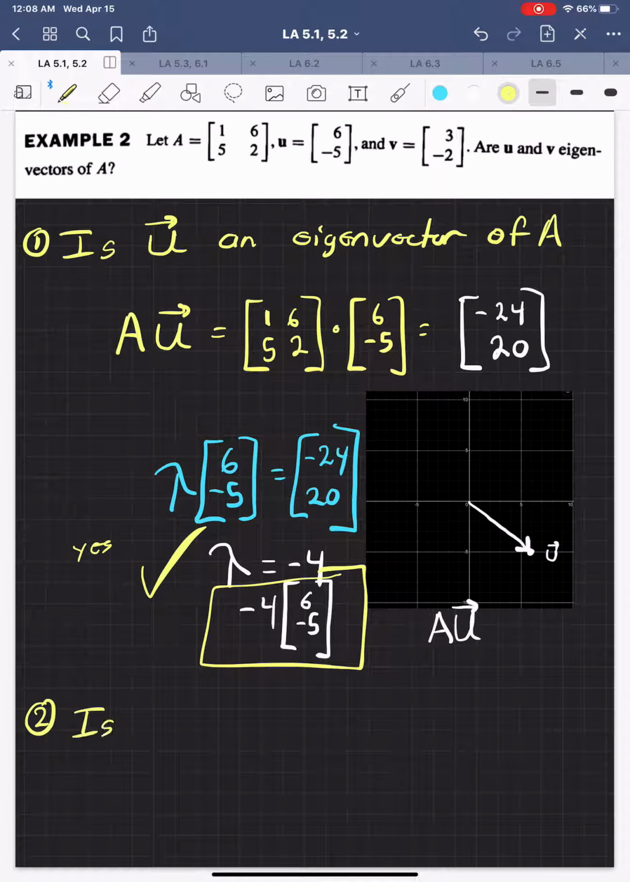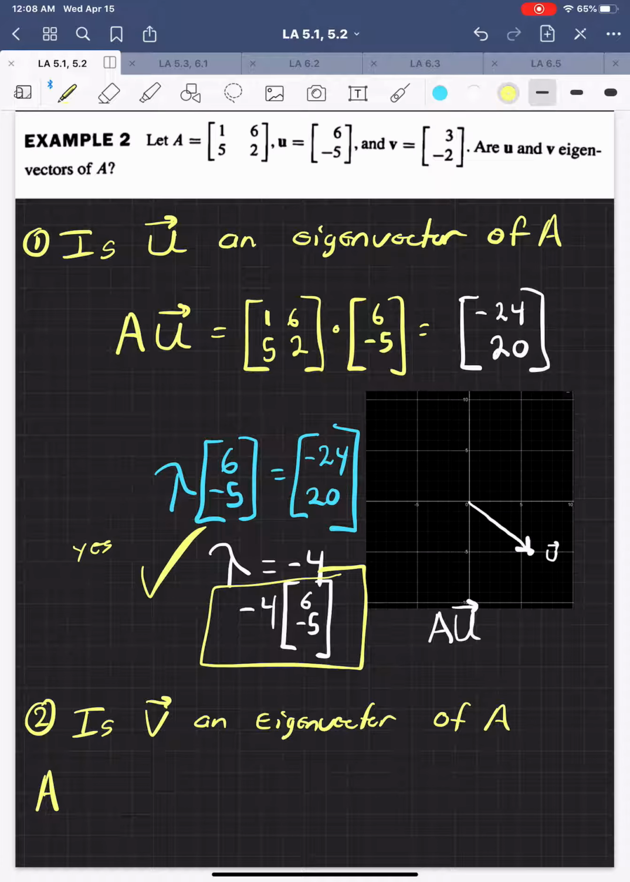All right, let's do number 2, or the second part. So we'll do V. Is V an eigenvector of A? All right, well, let's go ahead and compute AV. I'm not going to write it out, I know that you can follow me there. So that will be negative 9, 11.